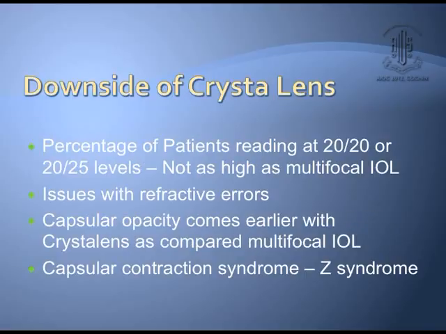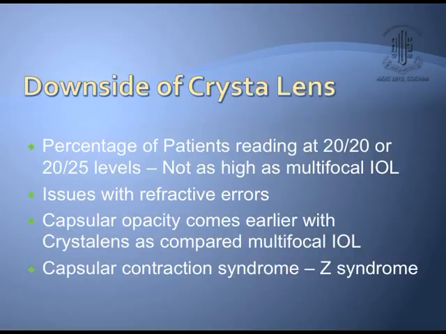Now, the downside of the accommodative lens: the percentage of patients reading at J2 or J1 is not as high as with multifocal, as Dr. Harbans mentioned, because they may not achieve that much accommodation, 2.5 to 3 diopters. Ideally, they achieve around 1.5 to 2 diopters, but they give very good intermediate vision. Another issue is refractive error. Capsular opacity comes earlier with the Crystalens as compared to multifocal, but probably after capsulotomy the effect of the accommodative lens is as good as before.